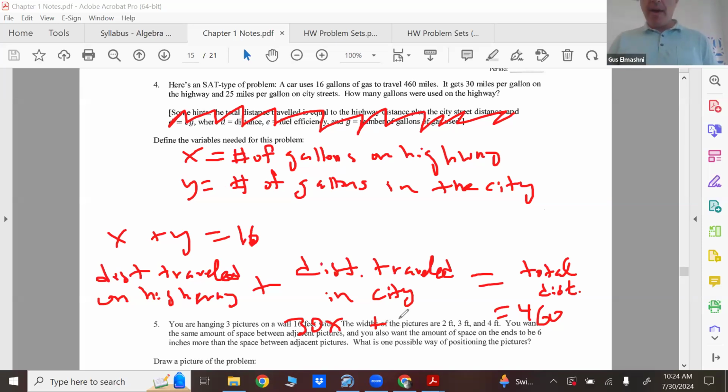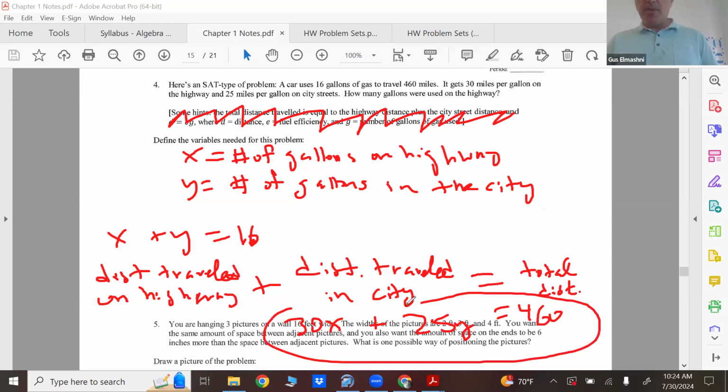And 25y is all the distance we travel in the city. Like, let's say you use up 2 gallons in the city, then you get 50 miles, right? Because you get 25 miles per gallon. So you get two equations here. 30x plus 25y equals 460. x plus y equals 16.